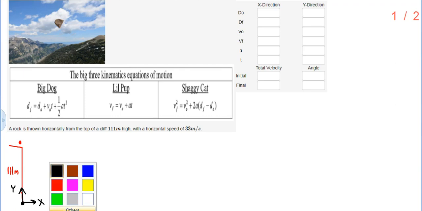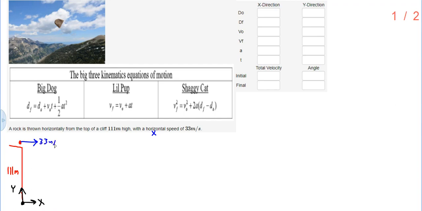Next, I'm going to label my initial velocity. It says that it's being thrown with a horizontal speed. Horizontal is referring to the x direction, and that speed is 33 meters per second. It's going to land somewhere over here. I'm not entirely sure where, but I do know that when it does land, it's going to land at a height of 0 meters, because this height right here is at the height of my origin in the y direction.